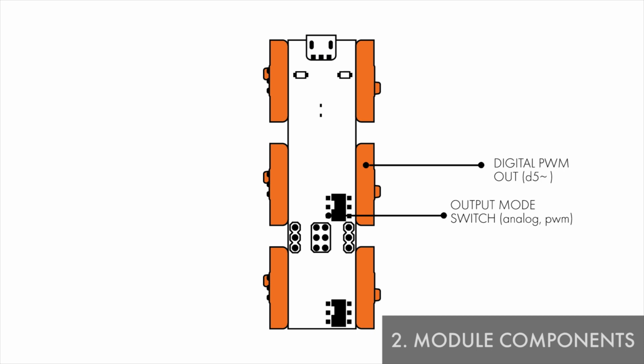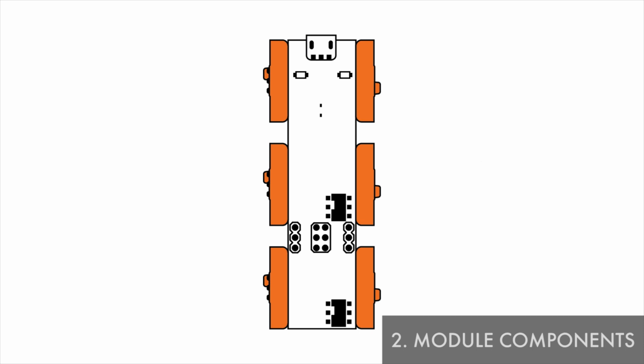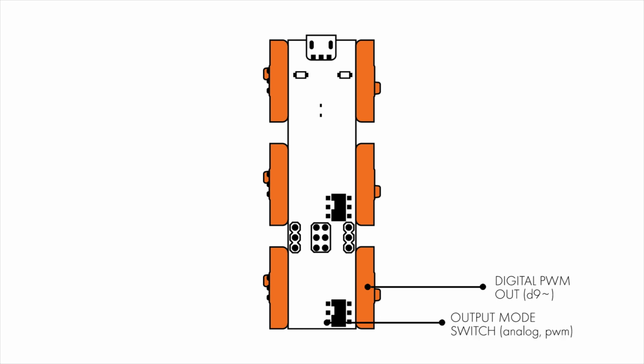In analog output mode, the output is sent through a low-pass filter. This allows the signal to be more similar to the rest of the signals in the littleBits system. In PWM mode, you'll see a PWM signal that is common output for microcontrollers. The last output we'll look at is also a digital PWM out. It's connected to pin D9 and also has an output mode switch to select analog or PWM outputs.